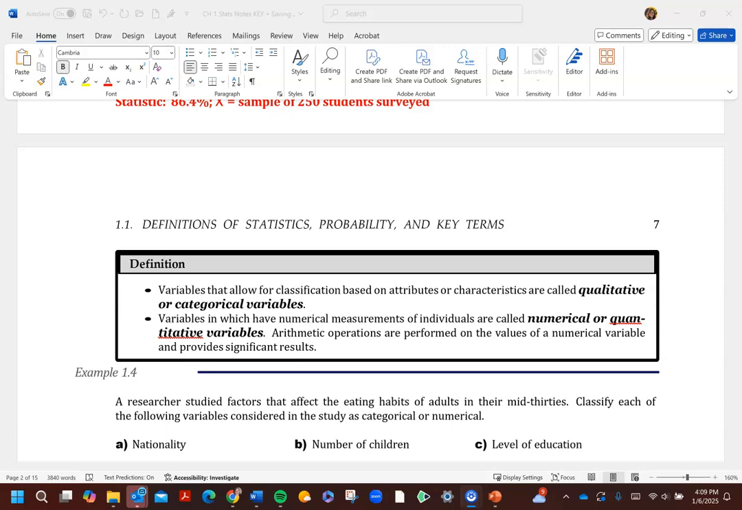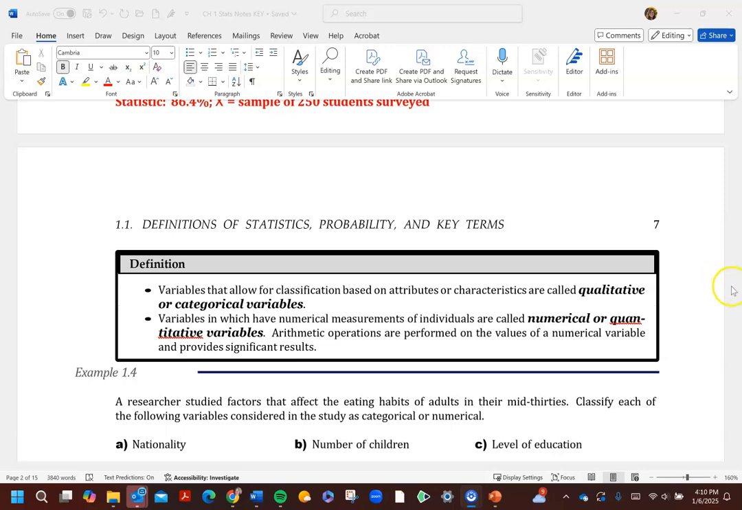In this next part, we're going to look at qualitative or categorical variables versus numerical or quantitative variables. So qualitative have qualities just like the name says, or there are categories. They're classified by attributes, characteristics, where numerical or quantitative variables are variables that you could crunch numbers with. It makes sense to take an average of that or something. It's not just for descriptive purposes.